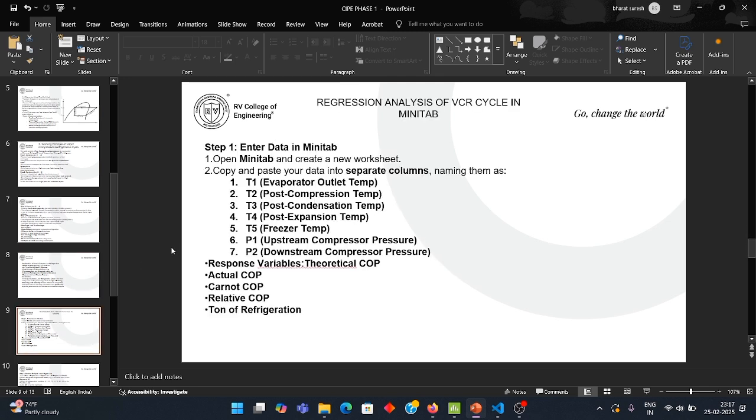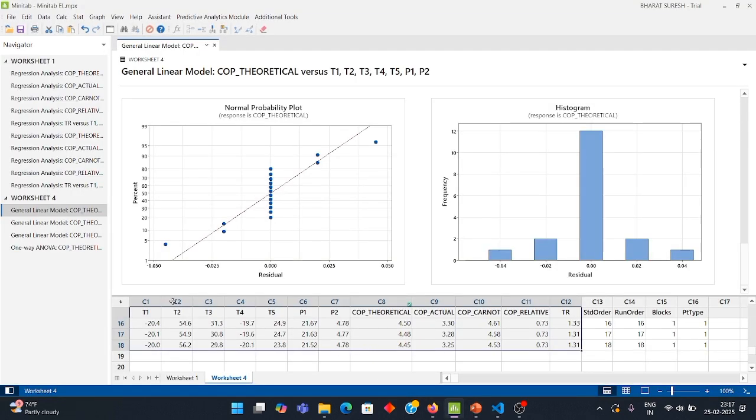Now, I'll be talking about how we are going to do the simulation of the VCR cycle in Minitab. We are going to be performing a regression analysis. The first step is to enter the data in Minitab. I have already taken values from the thermodynamics lab about the vapor compression refrigeration cycle. These were the values which were obtained.